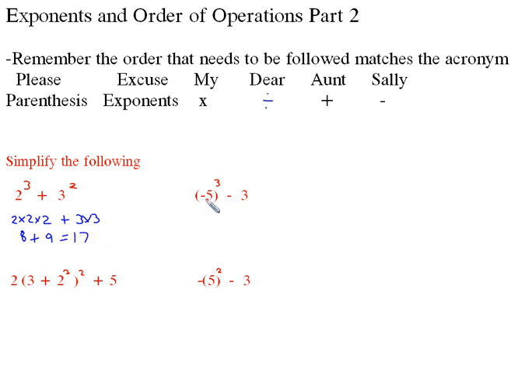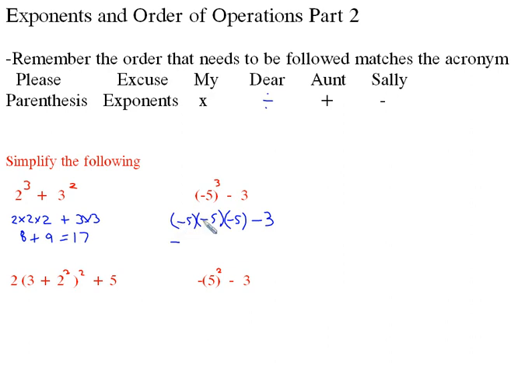Here, this is negative 5 to the third power, so that's negative 5 times negative 5 times negative 5, and then subtract 3 from whatever you get over here. Negative 5 times negative 5 times negative 5 is going to be a negative number because we have an odd amount of negative signs that are multiplied. If we had another negative 5, if it was negative 5 to the fourth power, it would be a positive number. And the reason why that works out is because this cancels out.